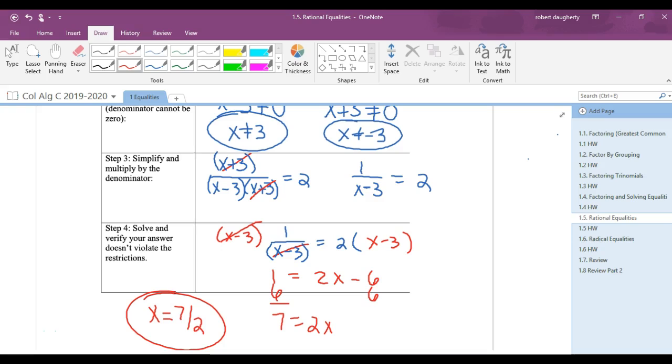exclusions. So the steps here are: make sure the denominator is factored. Use the denominator to find out what the exclusions are. You set every factor equal to 0, and that's going to be your exclusion. Then you multiply the whole equation by the denominator, solve whatever equation you get, and just make sure those answers don't violate your exclusion. Yes, Olivia?